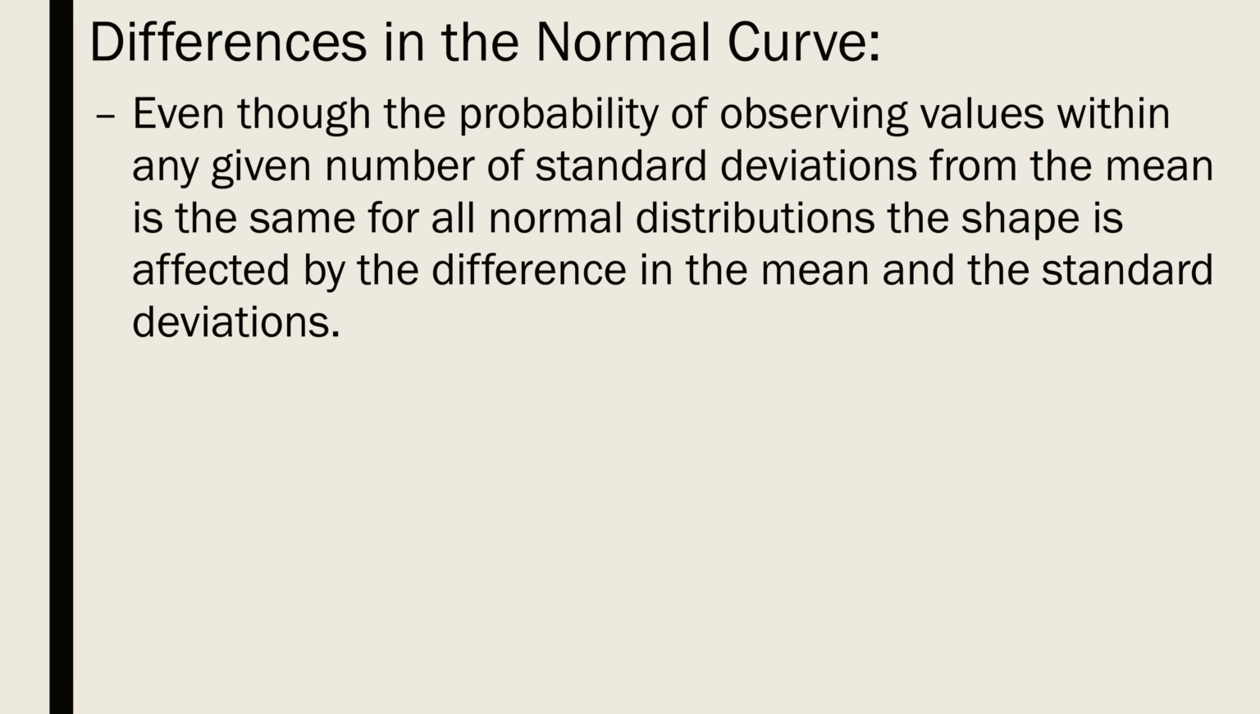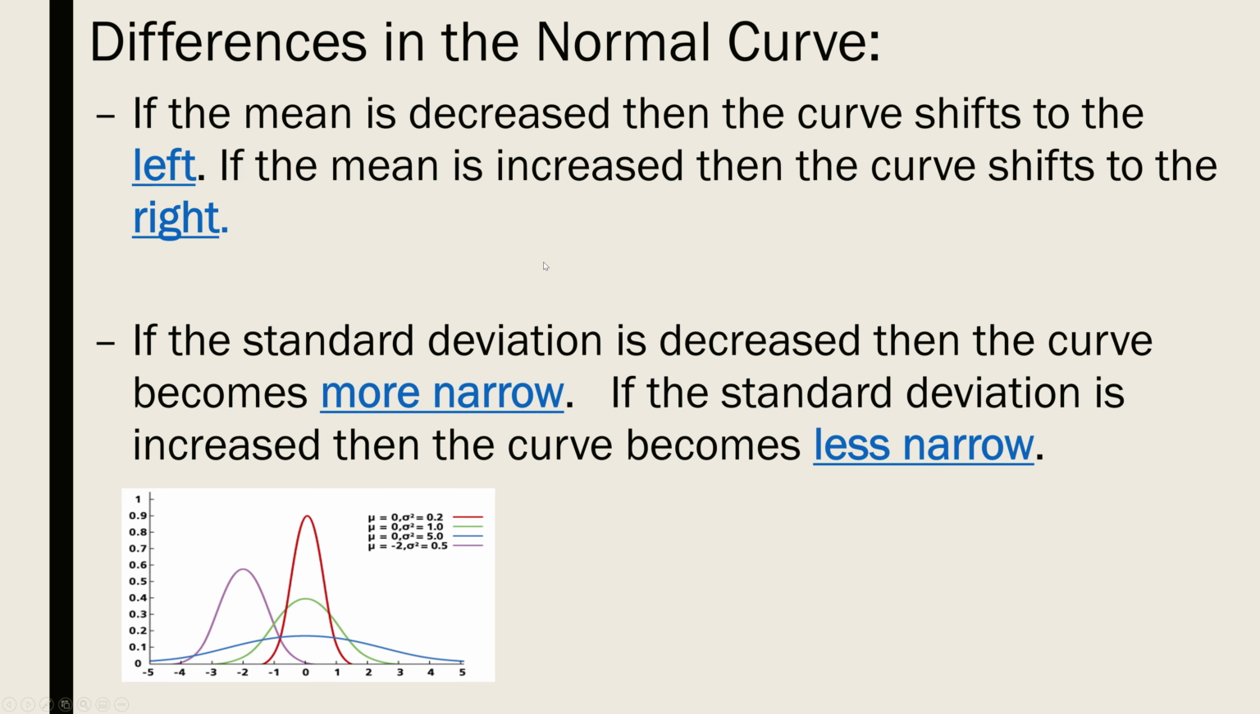Even though the probability of observing values within any given number of standard deviations from the mean is the same for all normal distributions, the shape is affected by the difference in mean and standard deviations. If the mean is decreased, then the curve shifts to the left. If the mean is increased, then the curve shifts to the right. You can compare the red curve and the purple curve.